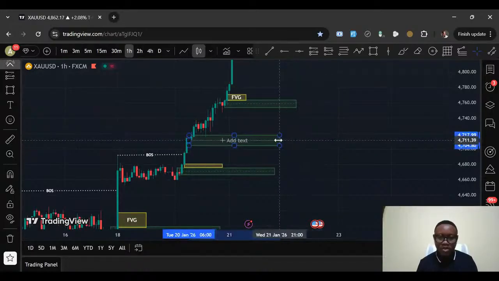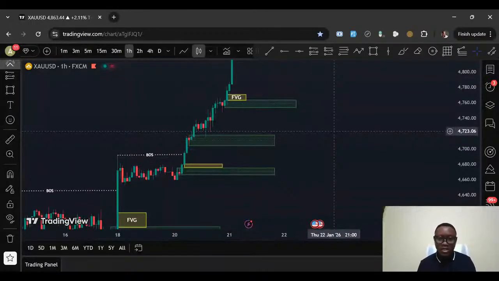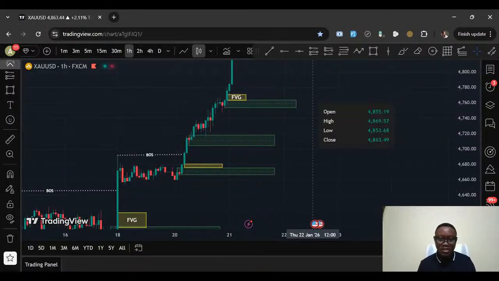Although price has tapped into it, again, like I said, if there's no FVG by the time we drill down to lower time frame, I'll discard it. But for now, let's leave it as it is.